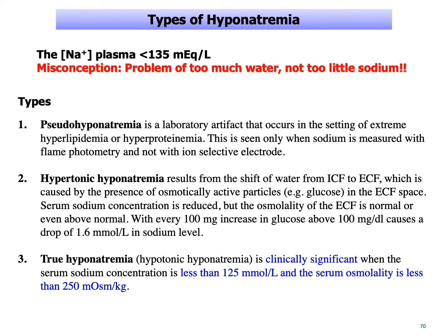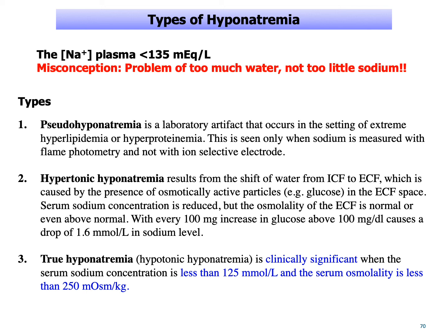This is a laboratory artifact that occurs in the setting of extreme hyperlipidemia or hyperproteinemia. This is seen usually when sodium is measured with flame photometry and not with an ion selective electrode. So this is not seen these days when we usually measure the sodium using an ion selective electrode.